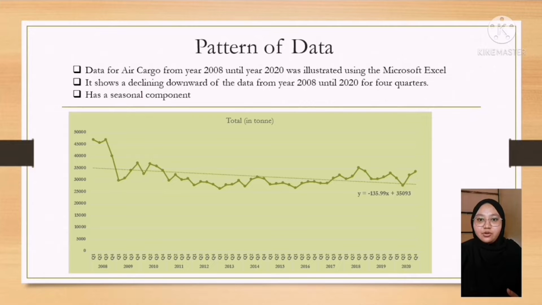Therefore, the data from the air cargo, we try to plot into a line plot in Microsoft Excel. On the graph, Y represents the total of air cargo, and X represents the year. Based on the graph, we can see that there is a declining downward of the data from the year 2008 until the year 2020. So it shows that there is no cyclical or irregular component. It also has no trend component since it has no general upward or downward movement within the value. But we can see that there is a seasonal component within the data since it shows a regular fluctuation within the period with a regular pattern.